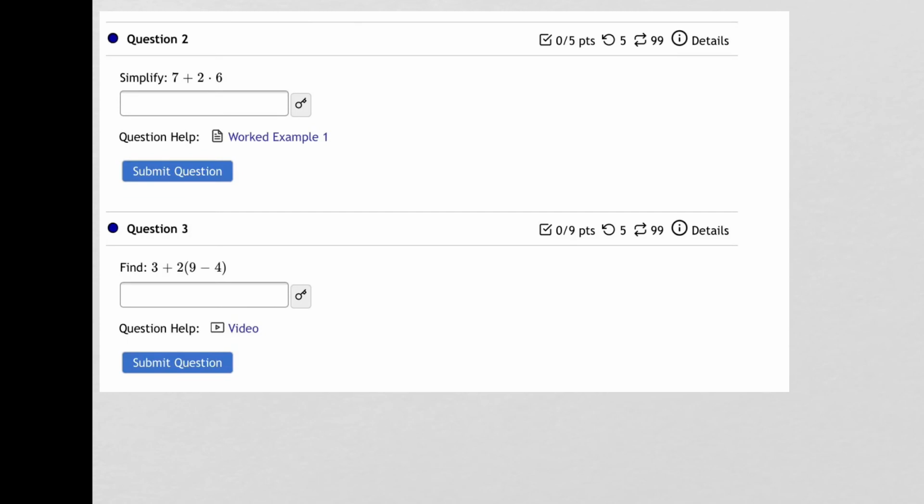Okay, so let's finish this section by doing a couple of examples from your homework from My Open Math. So this first question, right, I want to simplify this expression, 7 plus 2 times 6. So again, multiplication is done before addition. So I need to do the multiplication first. So 2 times 6 is 12. So this is 7 plus 12. And of course, 7 plus 12 is 19. So that's going to be my answer, 19.